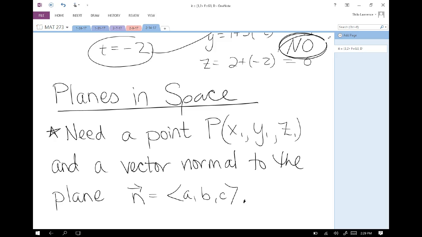So a vector that is normal to the plane could technically come about from a cross product between two vectors in the plane. So two vectors in the plane, if we crossed them, would give us a vector normal to the plane. And we can use that one vector that's normal to the plane to represent the plane. The point in the plane and the vector normal to the plane.